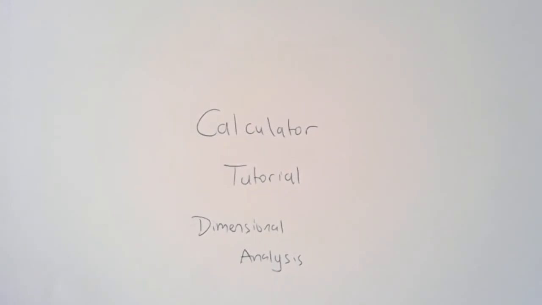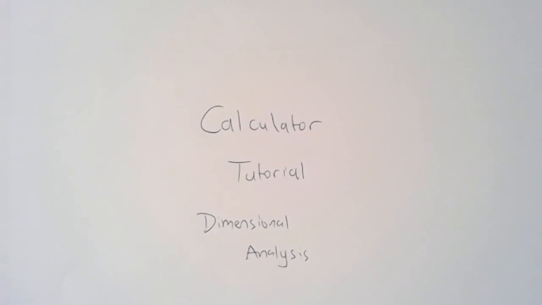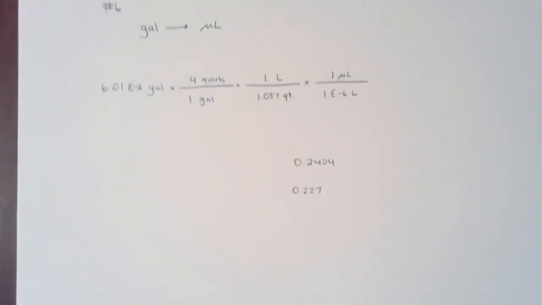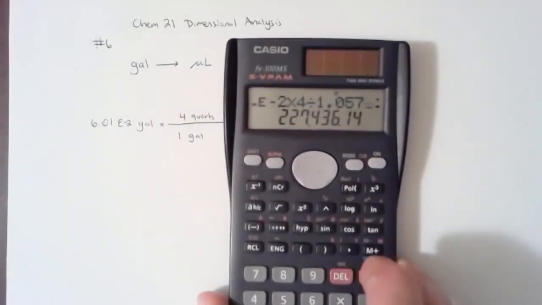Pay close attention. I've got 4 calculators I'm going to show you examples of for a given problem, and we're going to use number 6 from the dimensional analysis homework. Looks sort of like this. Your number may look a little bit different, but it should be gallons to microliters. Okay. We'll start with the Casio model.